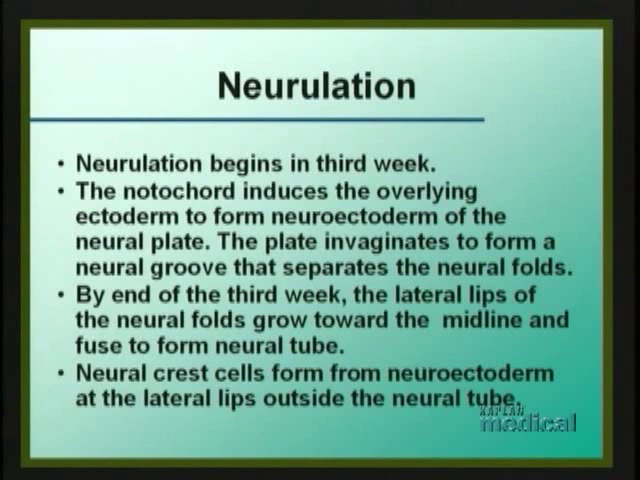By the end of the third week, the key event in neurulation has taken place, where the lateral lips of those neural folds grow toward the midline, fuse in the future dorsal midline, and form the neural tube. And in conjunction with this, as we'll see, neural crest cells also form from neuroectoderm, but they form outside the neural tube at the lateral lips of the neural plate. So now an illustration that documents this process is on the next image.